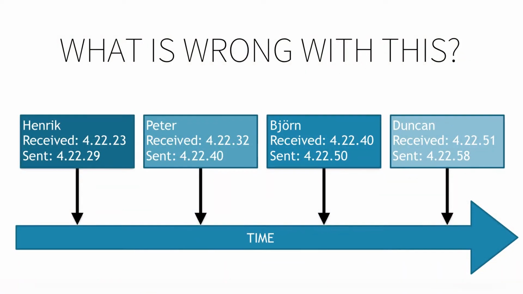So if we take these notes now and put them in a box, and then we tell someone, can you just order these notes and line them up, then it's going to look something like this. So I received 4:22:23, passed it on 4:22:29, and Peter received 4:22:32, and so on. So this seems to be right, but there is, of course, something wrong with this, since I asked a question like this.